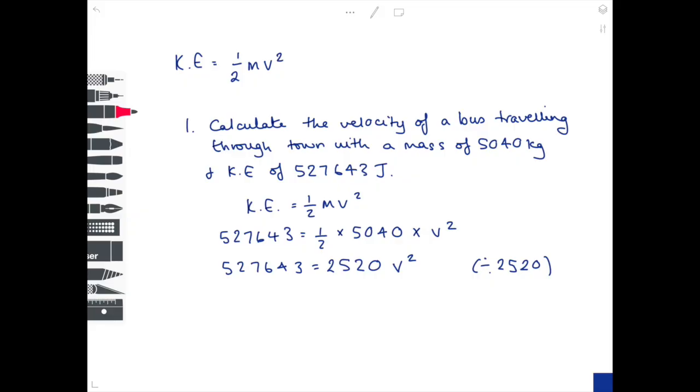So I'm going to do 527,643 divided by 2,520, which gives me a value of 209.382... equals v squared, and then we just need to square root to make sure we just get a value for v. So v equals 14.469. Notice I haven't rounded too early. I'm now going to round to 3 sig fig, so it becomes 14.5, and it's a velocity, which means the unit's meters per second.